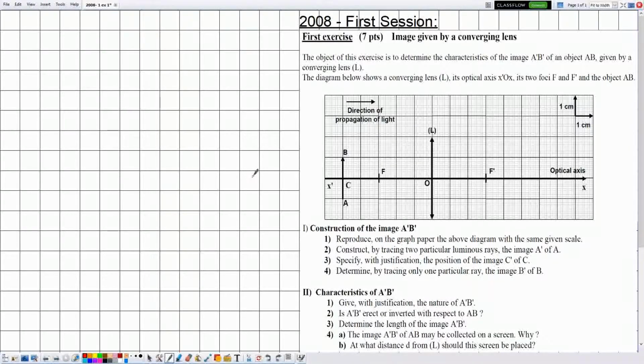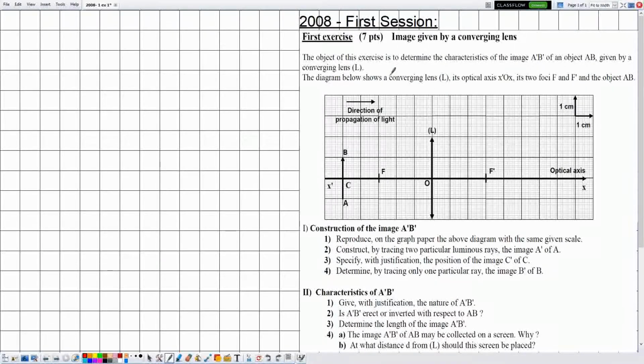Okay, hello everyone. In a new video, we are going to solve an exercise related to optics in the chapters of lenses and formation of images. This exercise was a previous one in the Brevet exams in 2008, first session, first exercise. The title of this exercise is Image Given by Converging Lens.